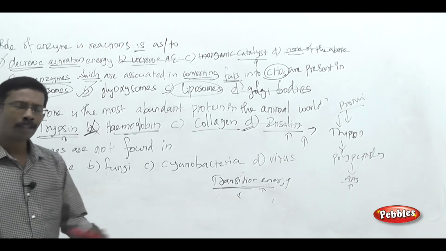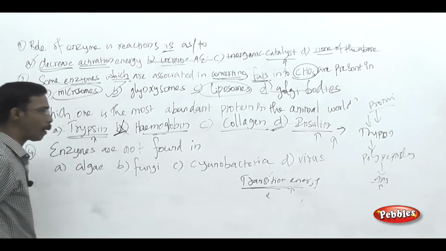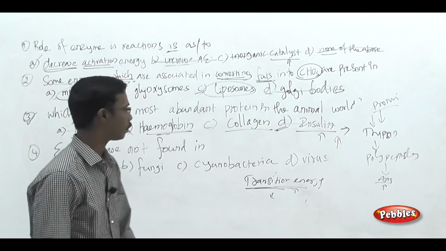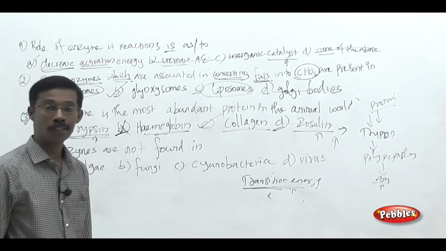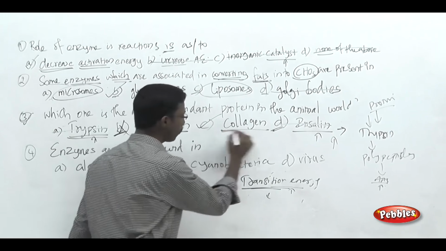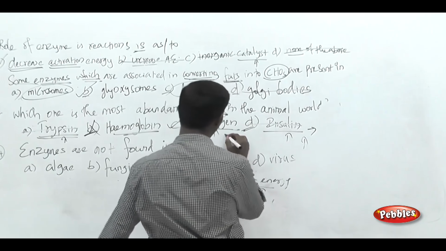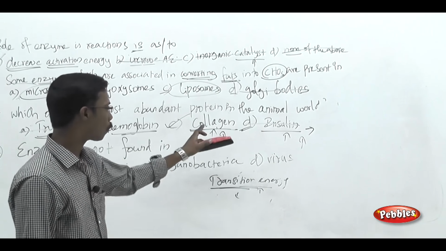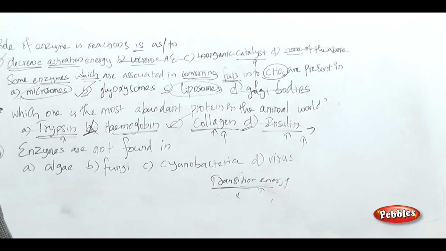Okay, so you may think of trypsin as an answer, but that answer is also wrong, because trypsin is also available in a very minute quantity in our digestive system. So the answer over here you have to choose is collagen. Collagen is a protein present in muscle cells and all the fibers. Okay, so they are the building blocks of most of the tissues. So collagen is the most abundant protein present in the animal world.